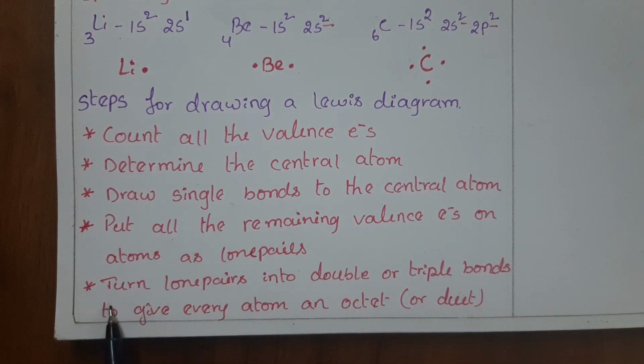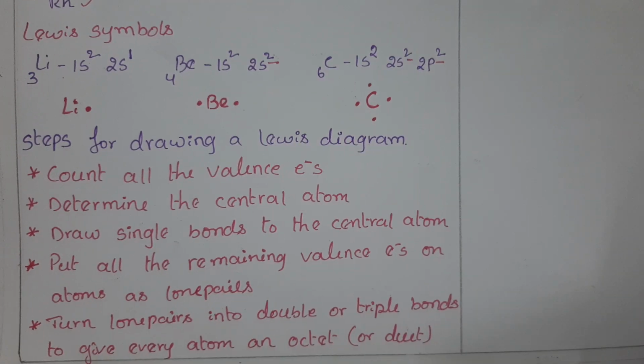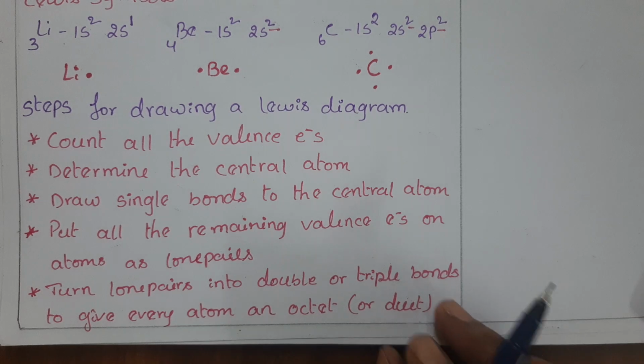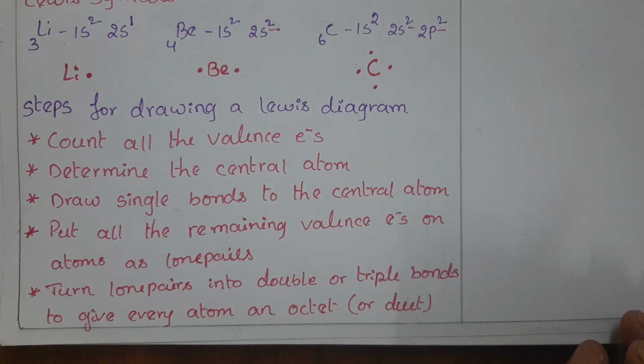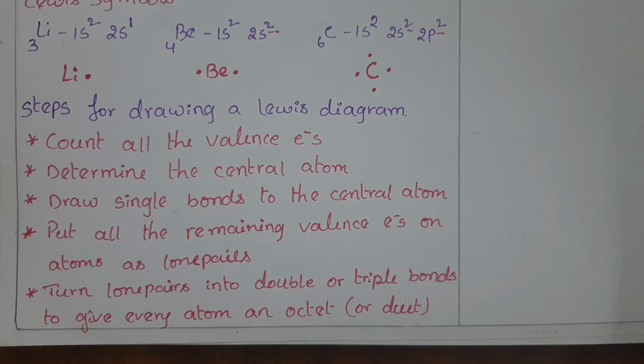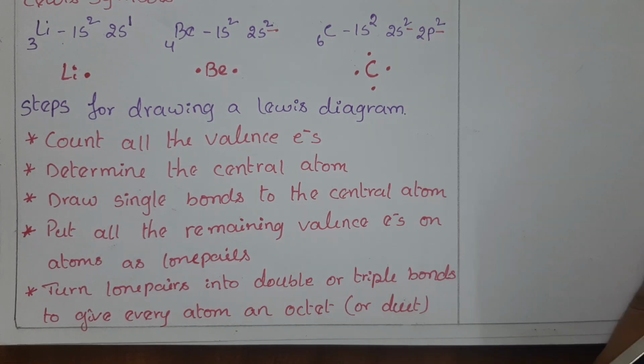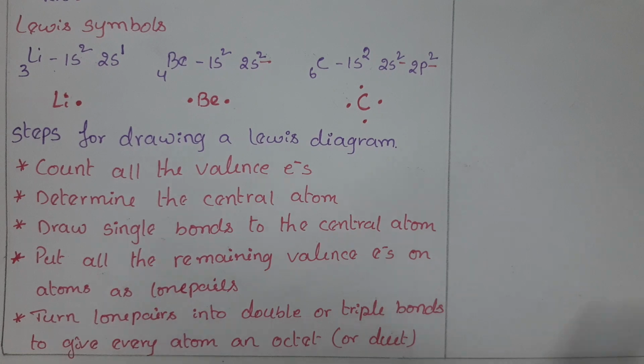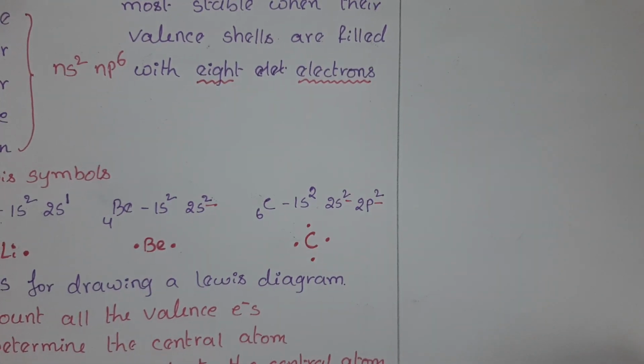And the fifth step is to turn lone pairs into double bonds or triple bonds to get an octet on each and every atom. Okay, so these are the 5 steps involved in drawing a Lewis diagram for molecules and also ions. Now let's take an example. With an example I am going to explain how we can draw the Lewis diagram for molecules and ions.